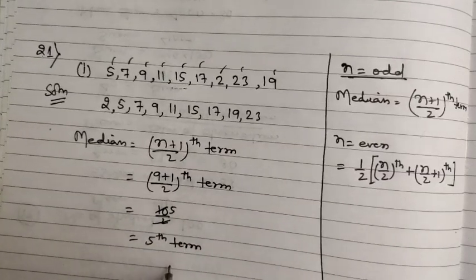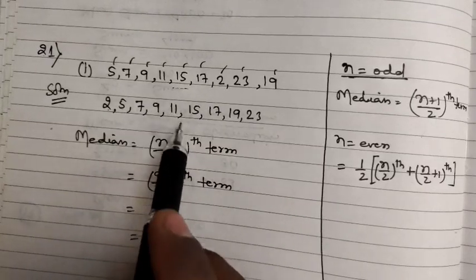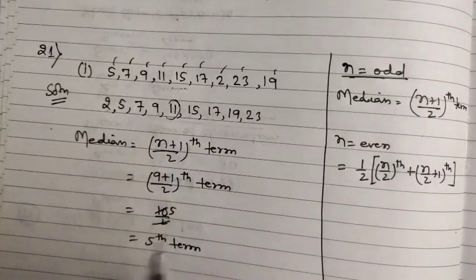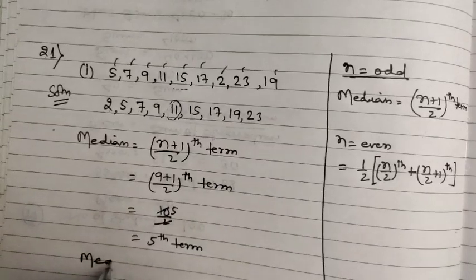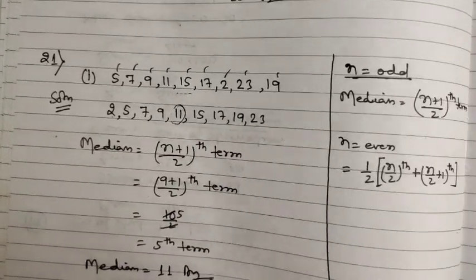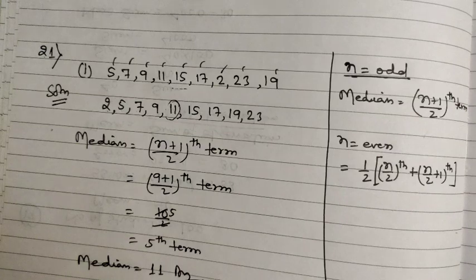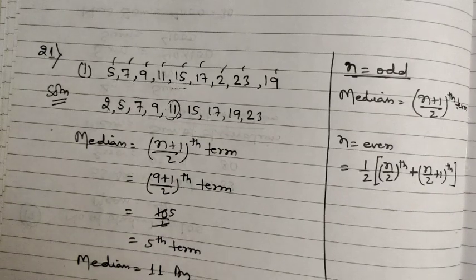Now which number is on the 5th term? First, second, third, fourth, fifth. This 11 is at the 5th term. That means median is equal to 11. This will be our answer. Hope that this median part is also clear. Now we will solve one question where we have an even number of terms. Let me see which question has an even number of observations.